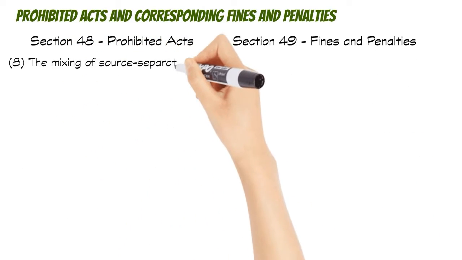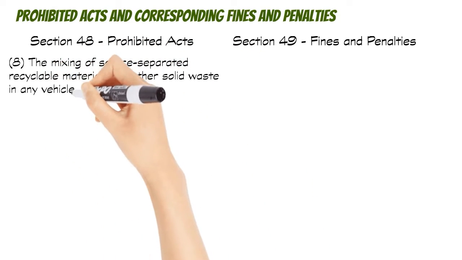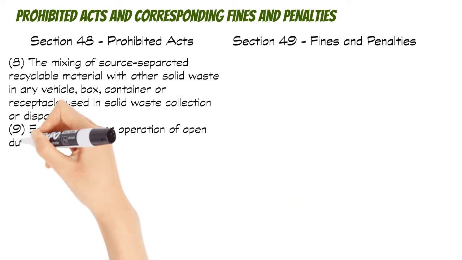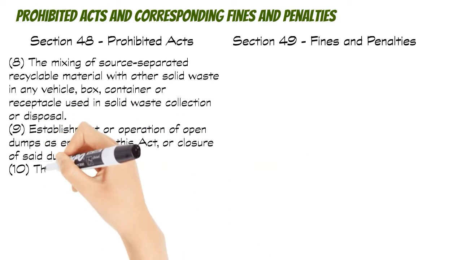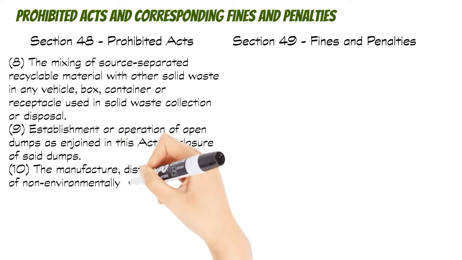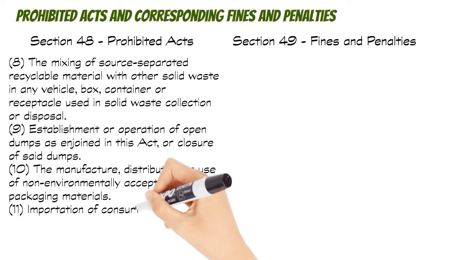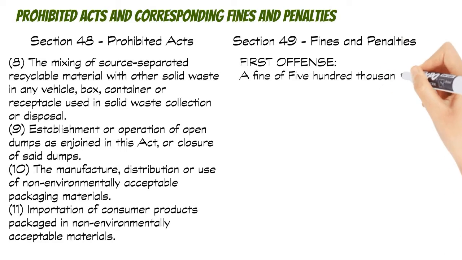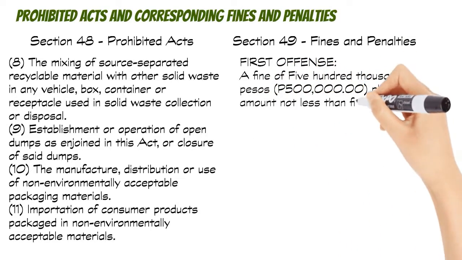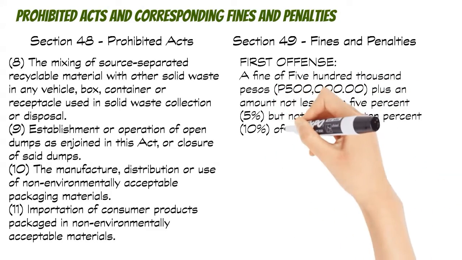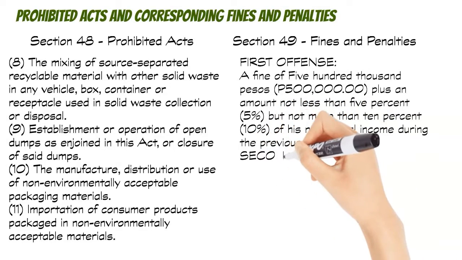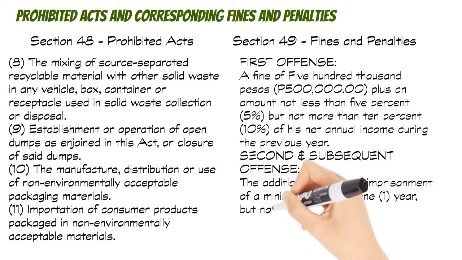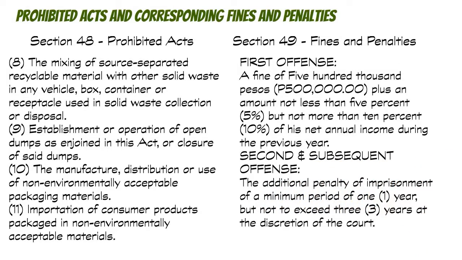8. The mixing of source-separated recyclable material with other solid waste in any vehicle, box, container or receptacle used in solid waste collection or disposal. 9. Establishment or operation of open dumps as enjoined in this Act, or closure of said dumps. 10. The manufacture, distribution or use of non-environmentally acceptable packaging materials. 11. Importation of consumer products packaged in non-environmentally acceptable materials. First offense: a fine of 500,000 pesos, plus an amount not less than 5% but not more than 10% of his net annual income during the previous year. Second and subsequent offense: the additional penalty of imprisonment of a minimum period of 1 year, but not to exceed 3 years at the discretion of the court.